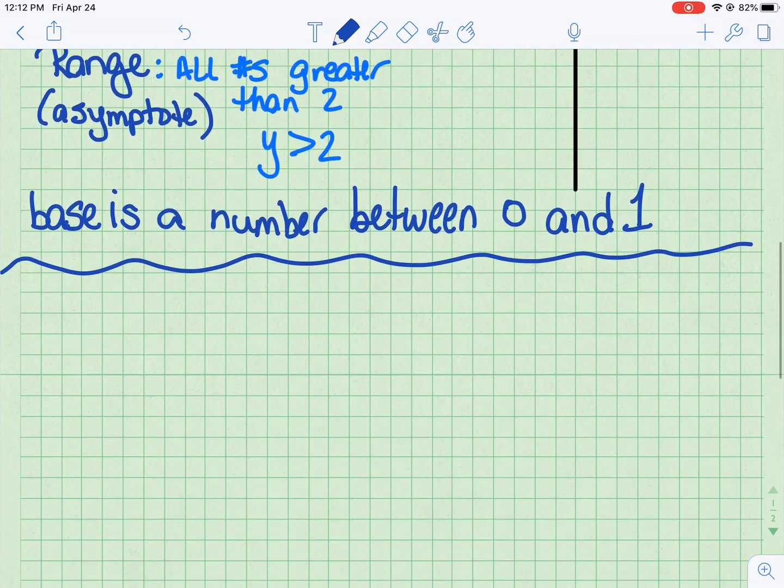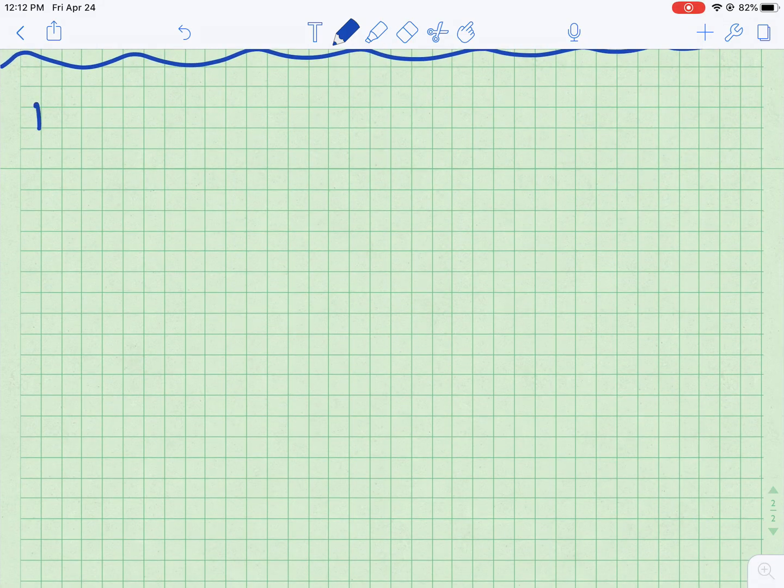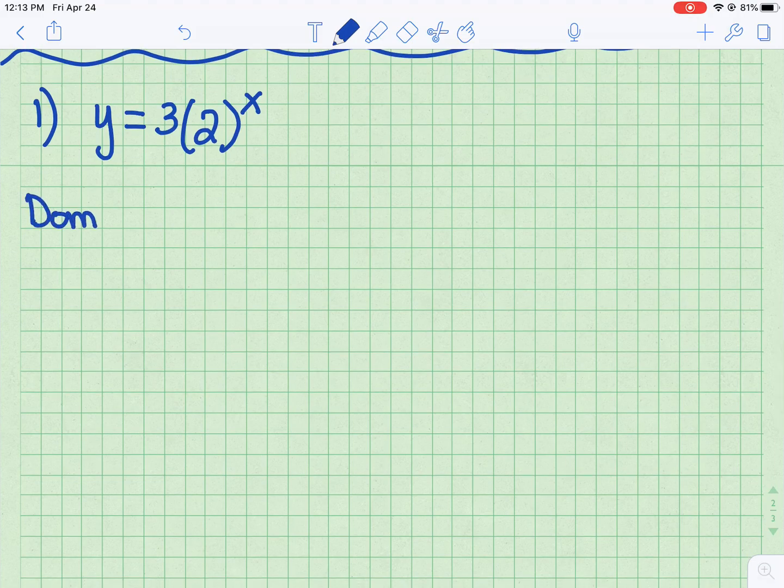All right, so number 1 says y equals 3 parenthesis 2 raised to the x. So just by looking at that, our base number is 2. Therefore, that's a growth model. Our domain is all real numbers. And you can write that fancy R too if you want.